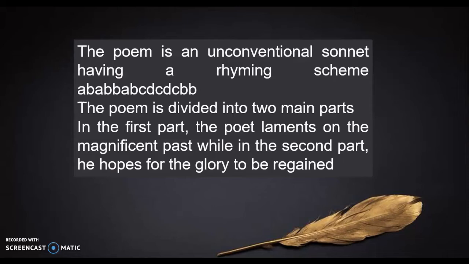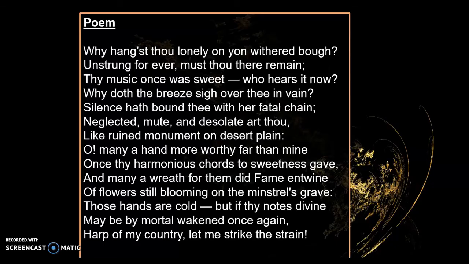suffering. The poem is an unconventional sonnet having a rhyming scheme A, B, A, B, B, A, B, C, D, C, D, C, B, B. The poem is divided into two main parts. In the first part, the poet laments the magnificent past, while in the second part, he hopes for the glory to be regained.